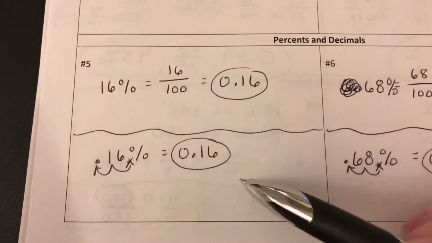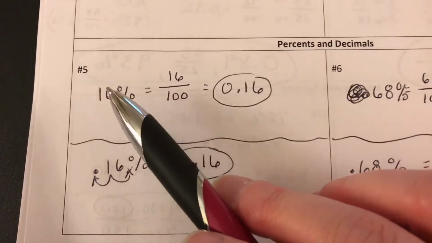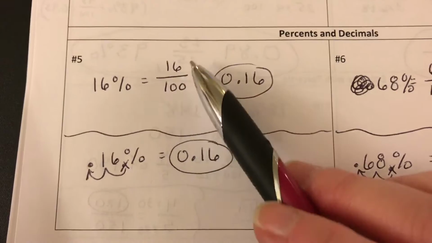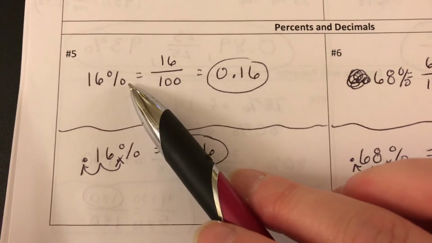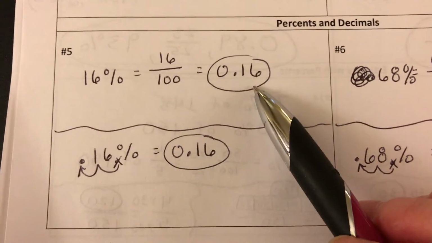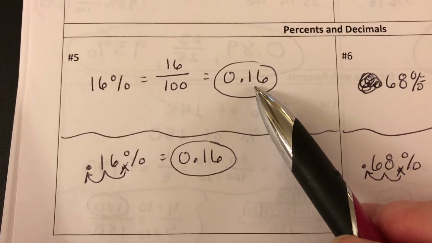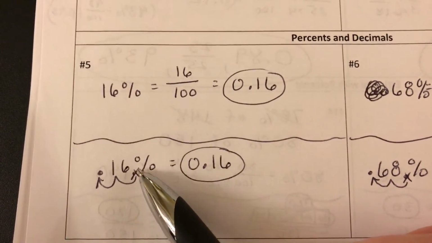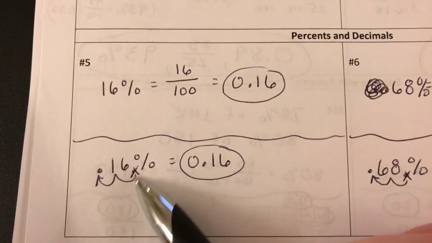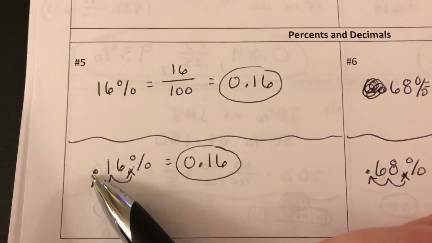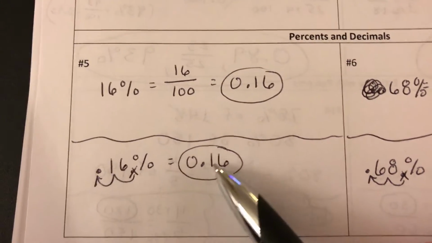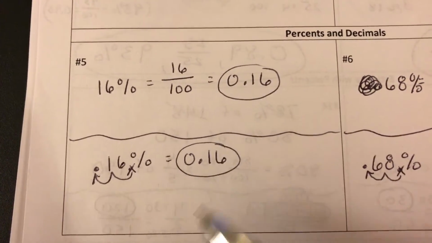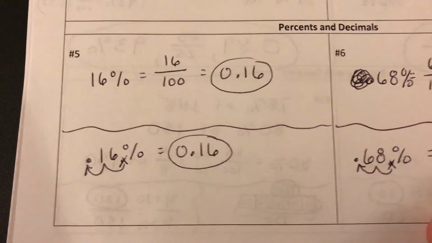Number five, there were two ways to do it. So we're turning 16% into a decimal. I can turn it into a fraction first, 16 over 100, because it's a percent, and then say 16 hundredths, write it as a decimal. Or you can move the decimal. So 16% has the decimal here. You cross it off, move it 2 to the left, 0.16. So 0.16 is the decimal. Same answer, two ways to do it. You only need to pick one way on the test.